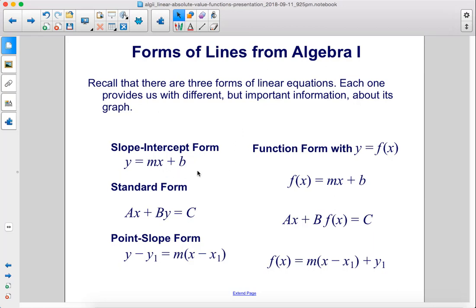We have slope-intercept form, y equals mx plus b, which we could also write in function form as f of x equals mx plus b. We have standard form, which is ax plus by equals c. In function form, that would be ax plus b f of x equals c. And we have point slope form, y minus y1 equals m times x minus x1. In function form, that would be f of x equals m times x minus x1 plus y1.